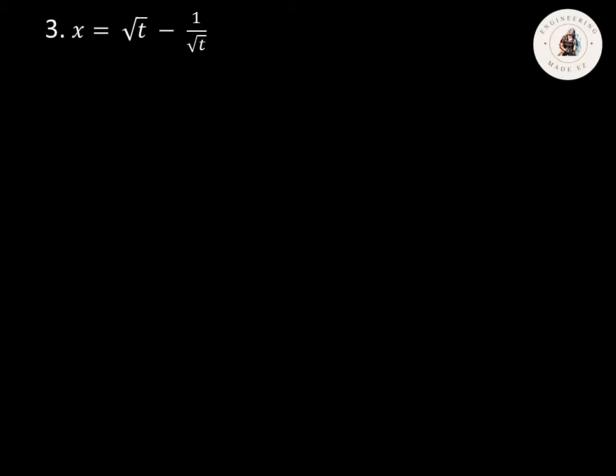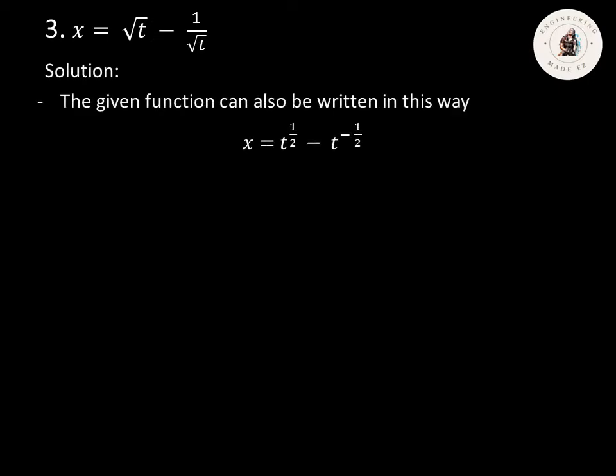For number 3, we have x is equal to the square root of t minus 1 over the square root of t. To solve this easily, we're going to transform or rewrite the given function into exponent form. So for the square root of t, we can rewrite that as t raised to the power of 1/2. And for 1 over the square root of t, we can rewrite that as t raised to the power of negative 1/2. So we have the other form for our x, which is x is equal to t raised to the power of 1/2 minus t raised to the power of negative 1/2.